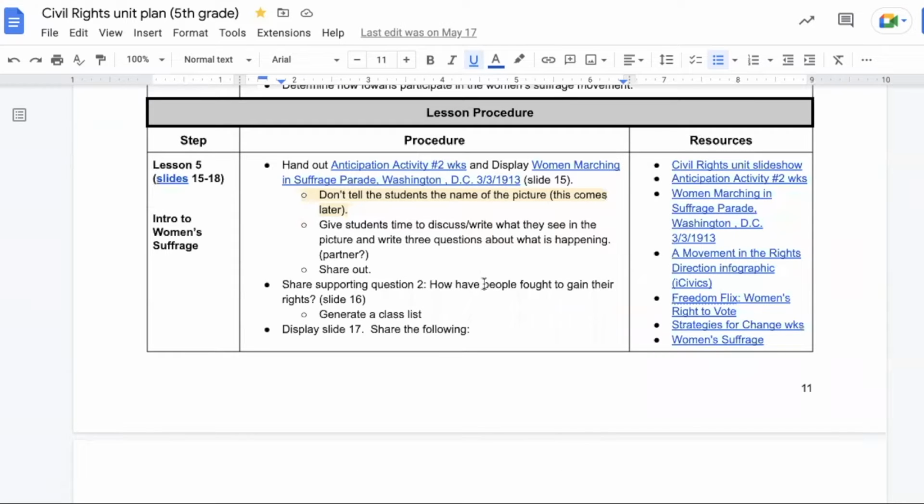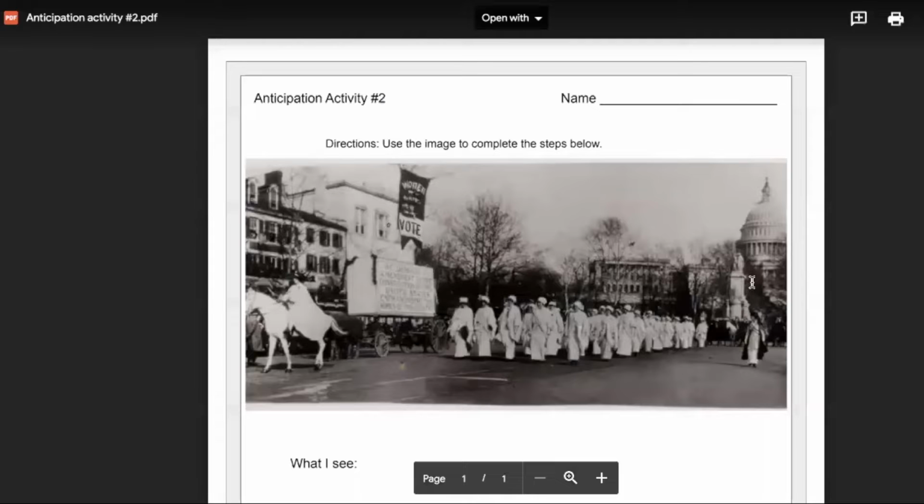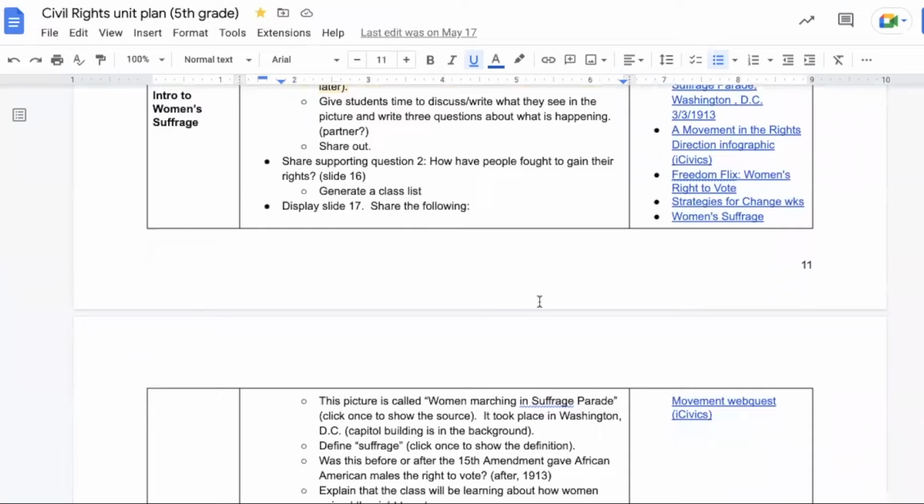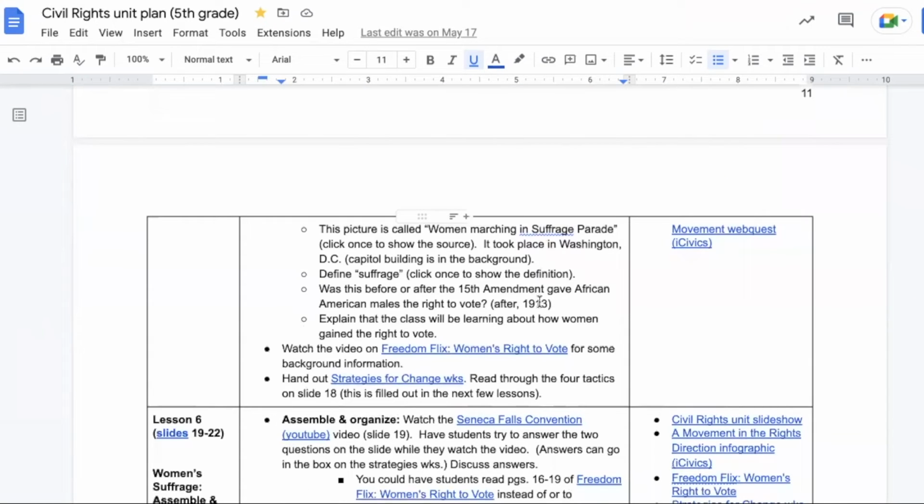Lesson 5 is the Intro to Women's Suffrage. Students will complete this anticipation activity, looking at this primary source and responding to what they see and what they wonder. Share supporting question 2 and generate a list of thoughts or questions students had when they looked at the image. Explain the image, define suffrage, and talk about whether women's suffrage occurred before or after the 15th Amendment.